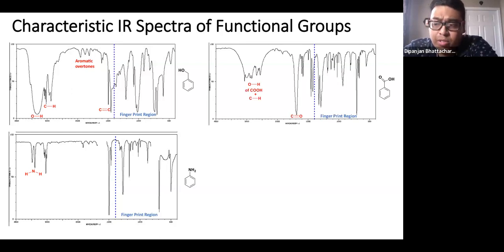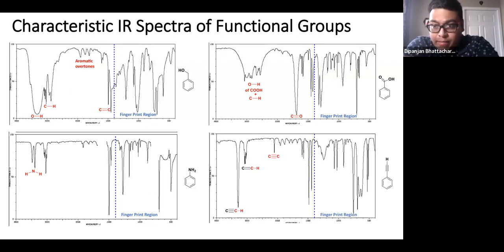I also chose carboxylic acids, a very common functional group. You'll see a very broad peak starting from 3500 all the way going to 2200, and that's the hydroxyl peak of the carboxylic acid. You will see some sharp spikes, which are the CH of the benzene ring. And you'll also see a very strong, unique, intense peak at 1700 centimeter inverse. That's for the carbonyl of the carboxylic acid.